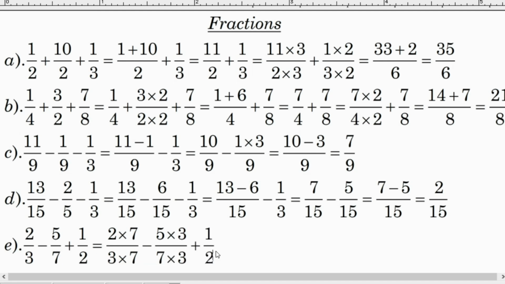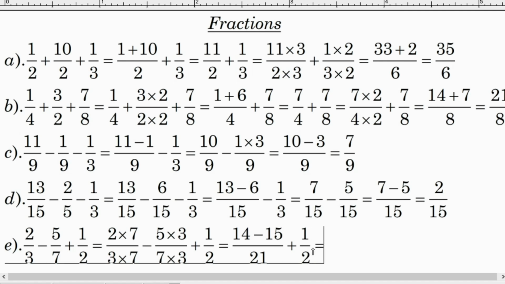1/2. Alright, then here we have 2 multiplied by 7, which is equal to 14. Okay, and then minus 15. So we put the same denominator here, 21. Okay, and then plus 1/2. Equal 14 minus 15, that will be equal to minus 1 divided by 21. And then plus 1/2.